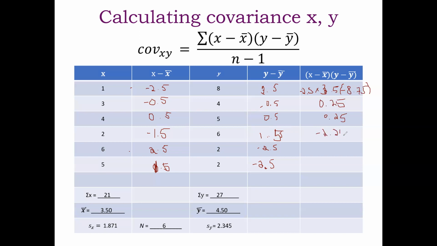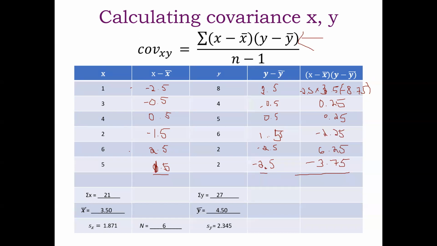Remember here, negative times a negative equals a positive, and a positive times a positive equals a positive. The only thing that equals a negative is a negative times a positive. So 2.5 times 2.5 is 6.25. And 1.5 times negative 2.5 is negative 3.75. Now we need to add these all up, and we're going to proceed to the next slide where I have some of that written out.